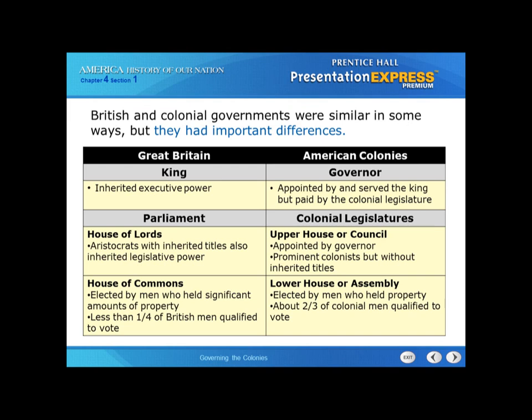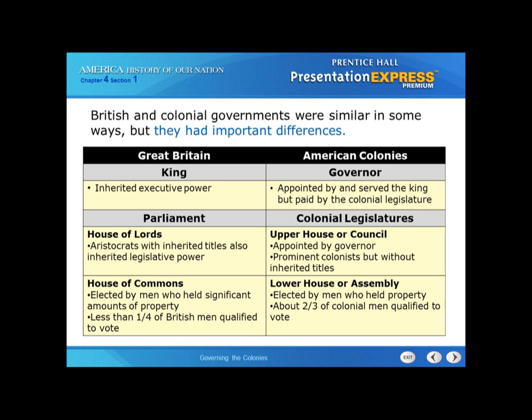British and colonial governments were similar in some ways, but they had important differences. The king inherited executive power by blood. In the colonies, the governor was appointed and served the king, but the colonial legislature paid for that governor. In Parliament, you had the House of Lords and the House of Commons. And in the colonial legislatures, you had an upper house or council and then a lower house. So there were some similarities and some differences.